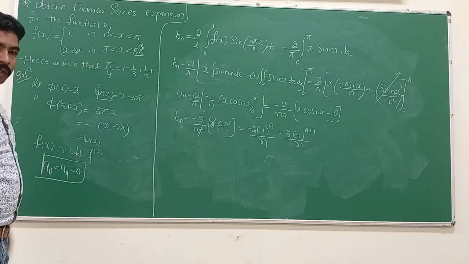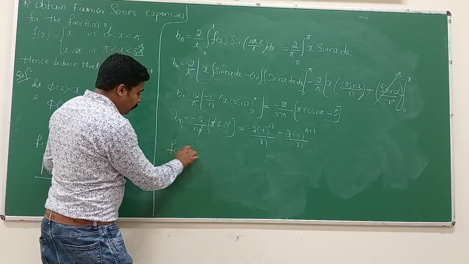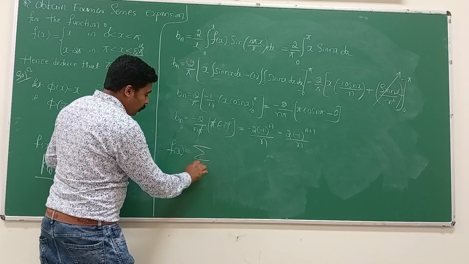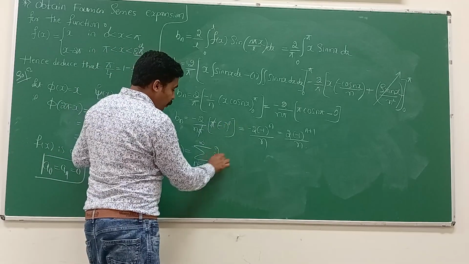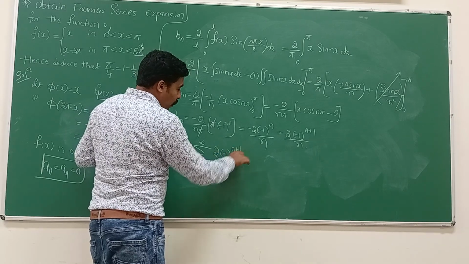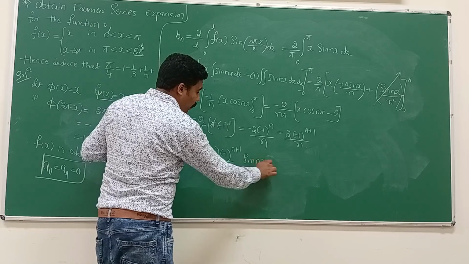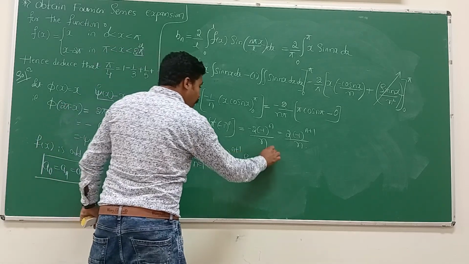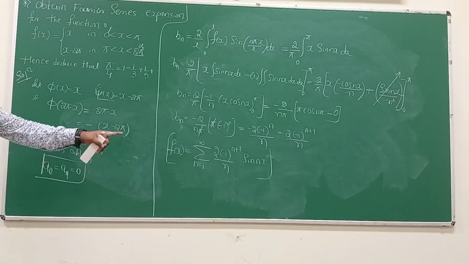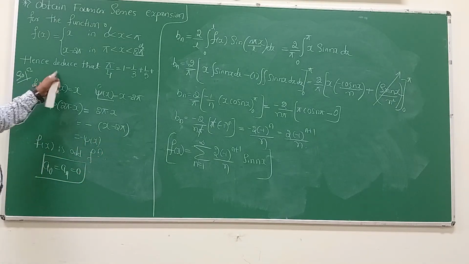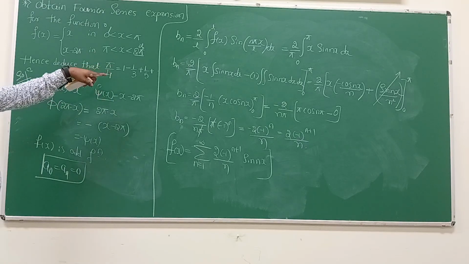Therefore, substitute the Bn in the required Fourier series. F of x equal to summation n equal to 1 to infinity, Bn value is 2 into minus 1 power n plus 1 divided by n sin nx. So this is our required Fourier series. So once we got the Fourier series, they are asking us to deduce this result. It is in terms of numerical value, numbers.